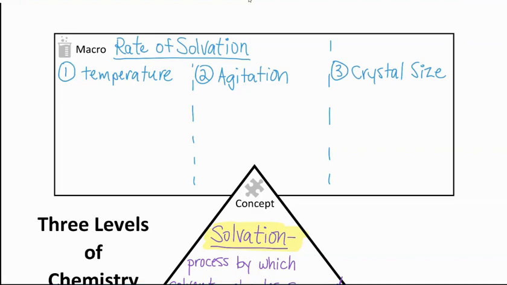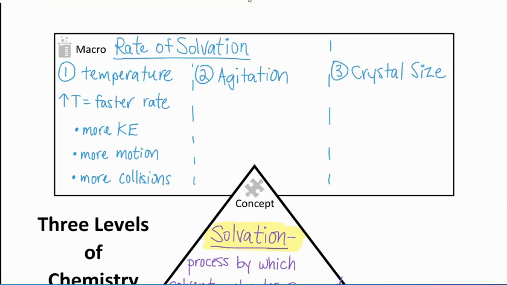Hopefully what you saw in the lab with the effect of temperature is that as we increased the temperature, we saw a faster rate of solvation, which means a faster rate of that solid salt dissolving. Some reasons for this: we're going to circle back to things we've talked about previously in the year. When we have a higher temperature of our solvent, we have more kinetic energy. When we have more kinetic energy, our particles have more motion, and when there's more motion of particles, we see more collisions occur.